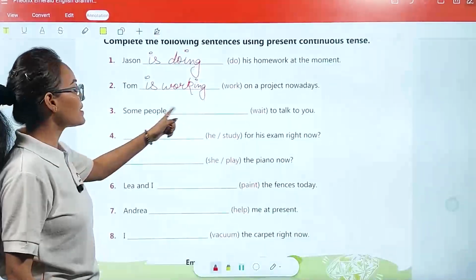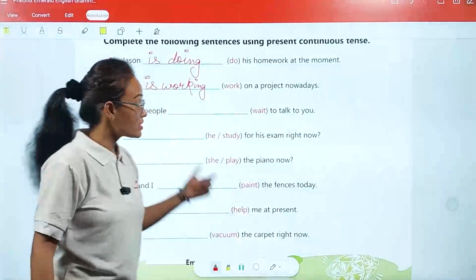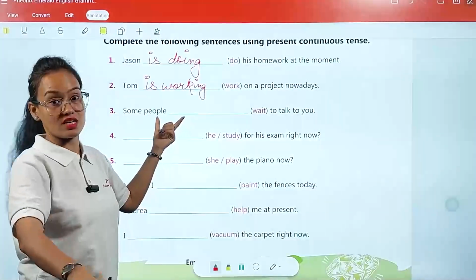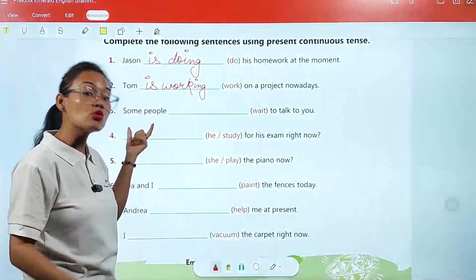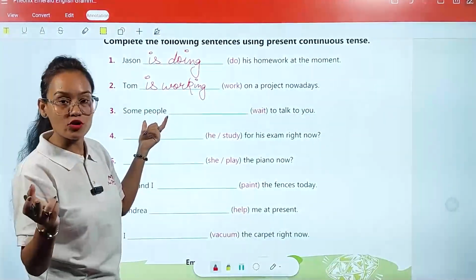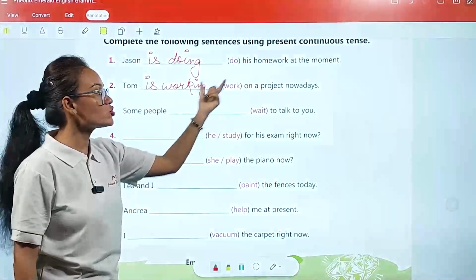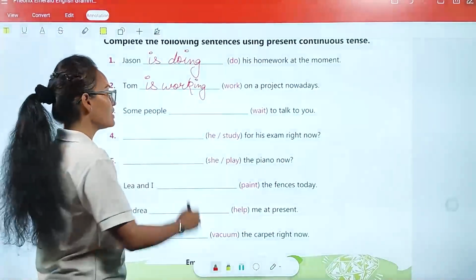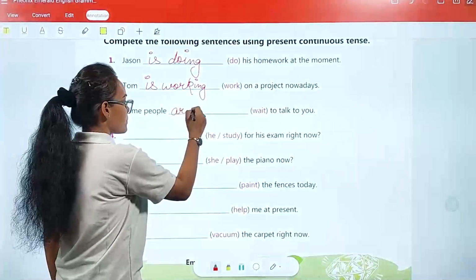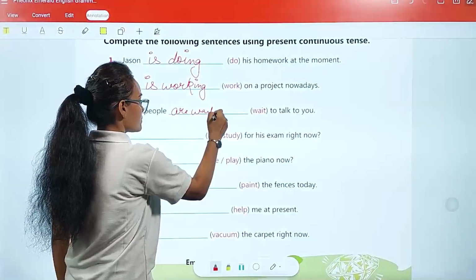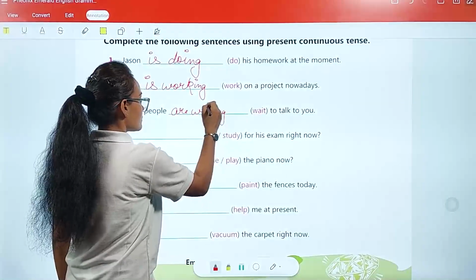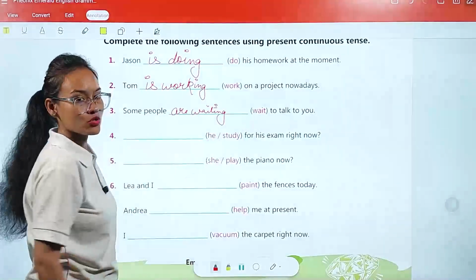Some people dash wait to talk to you. Some people are waiting. Here we are talking about the plural form of the noun or pronoun. Some people are waiting to talk to you.